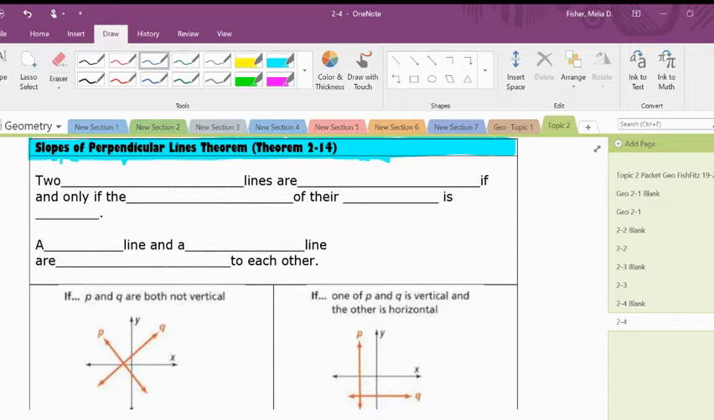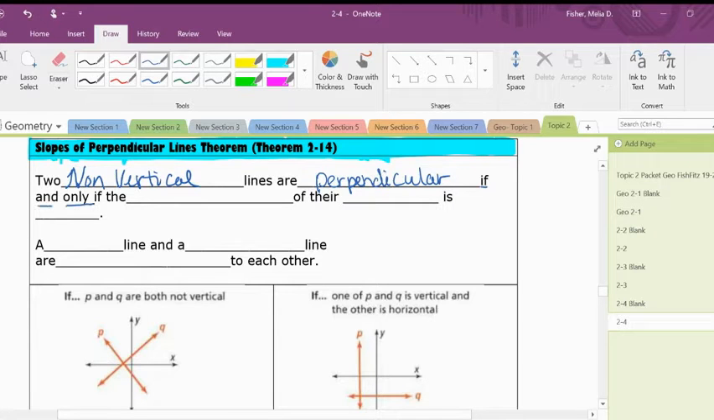Geometry, section 2-4, example 3 starts us off with another theorem, the slopes of perpendicular lines theorem. Two non-vertical lines are perpendicular if and only if, so we've got another biconditional, the product of their slopes is -1. The product of their slopes is -1.